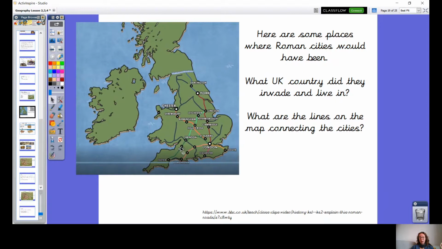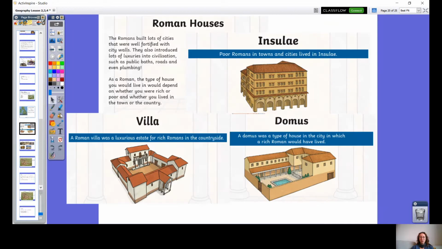So if you've ever visited Bath, there's a lot of Roman buildings there you can see. All the limestone buildings, the Roman baths you might have visited. So these are all human features that the Romans built a long, long time ago that's still there. So let's have a quick look at some Roman houses. We're going to be really looking at human features that the Romans built.